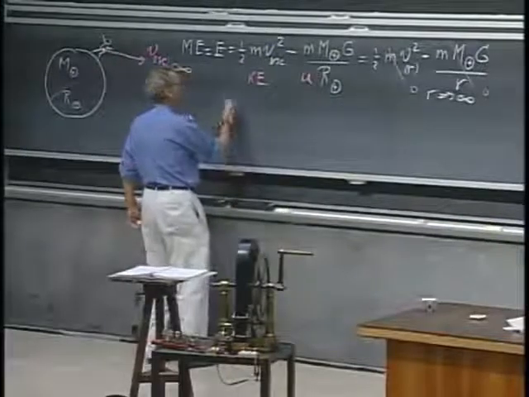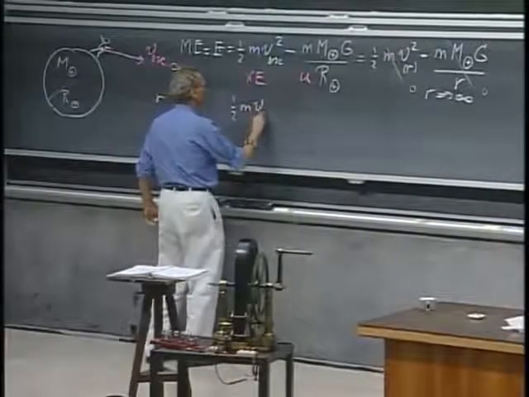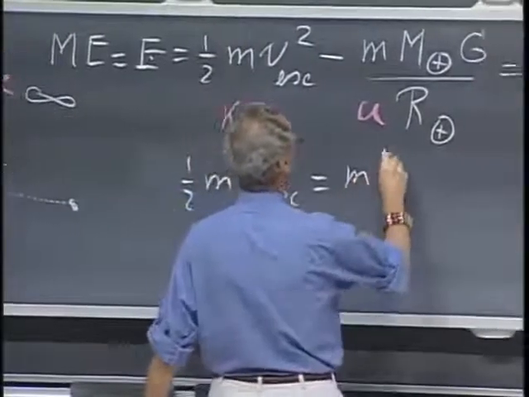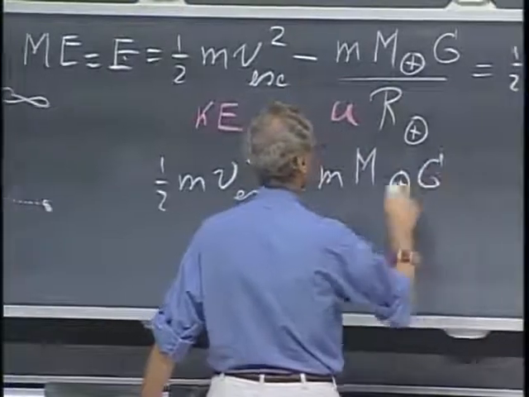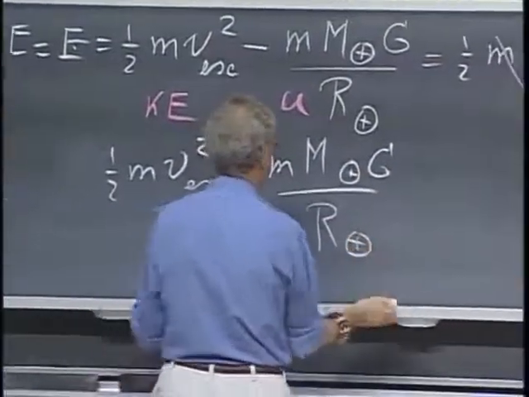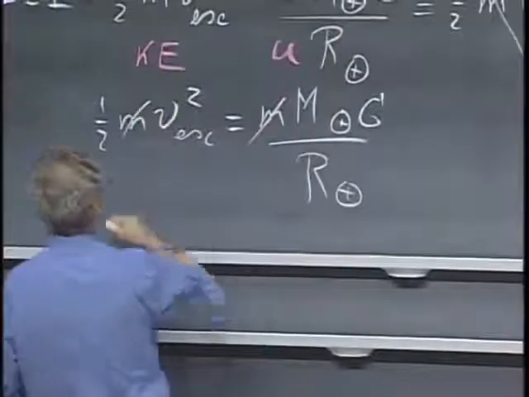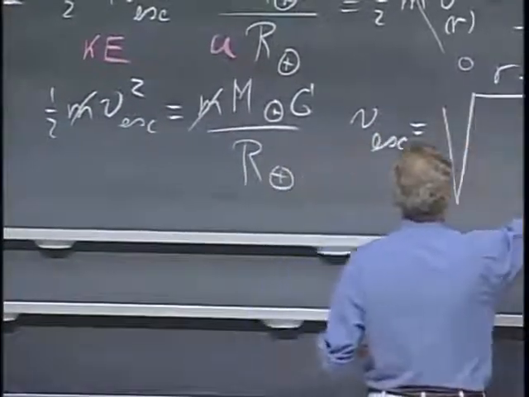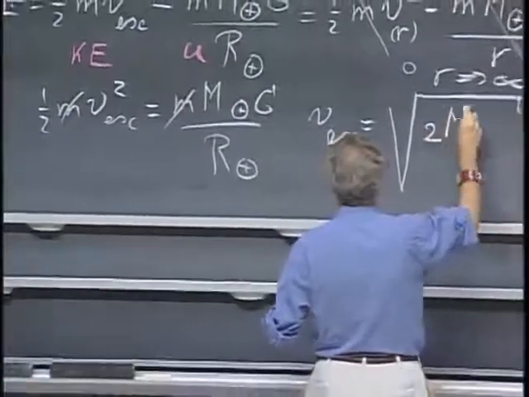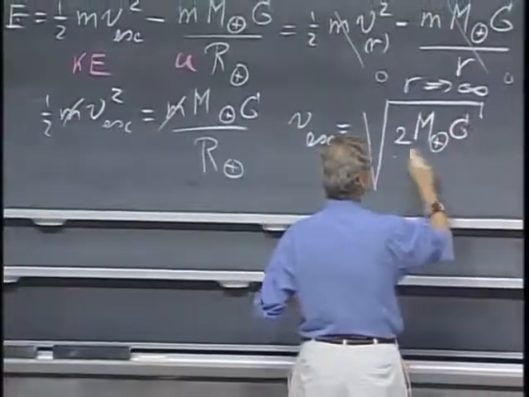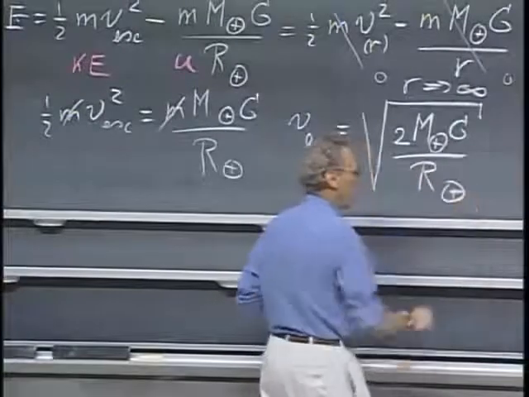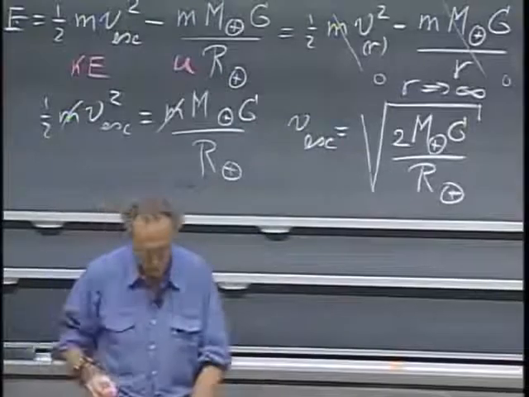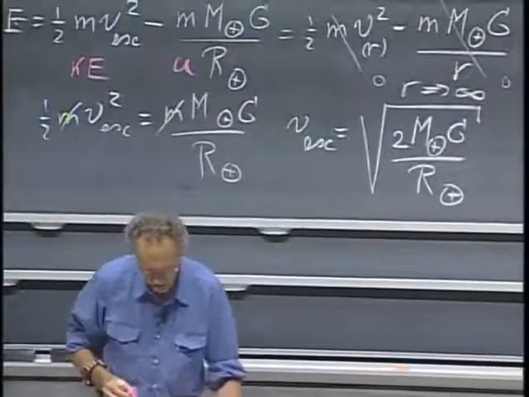And so this term is the same as this term for your escape velocity. And so we find that 1/2 m v escape squared equals m Earth g divided by the radius of the Earth. I lose my little m, and I find that the escape velocity that I have to give you is the square root of 2 m Earth g divided by the radius of the Earth. And this is enough, it's sufficient to get you all the way to infinity with 0 kinetic energy.